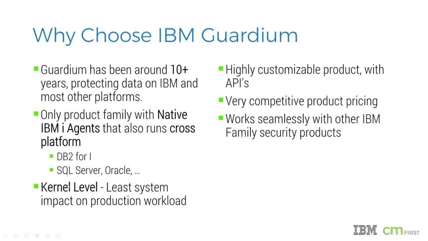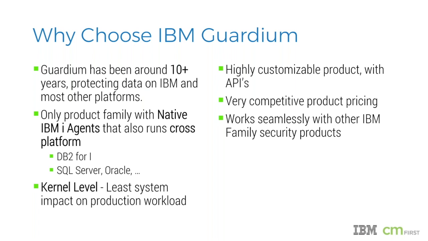Okay, third thing is that it runs at the kernel level on i. As you can imagine, when you're setting up monitoring of your sensitive data on a production system, you can't let that affect production workload and response times. Obviously, it can affect it a little bit, but with the IBM solution, it runs at the kernel level, so you have the least impact on production workloads. And I think that's very important for people, especially with large systems.